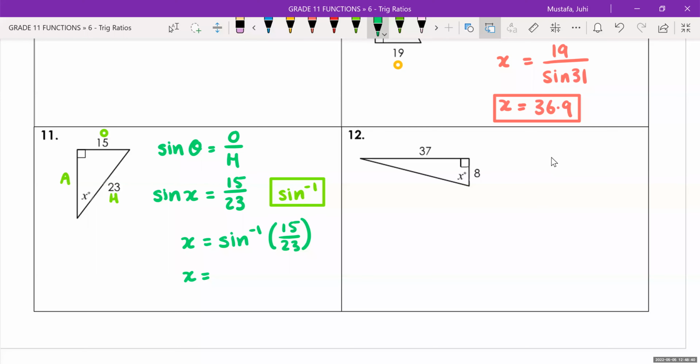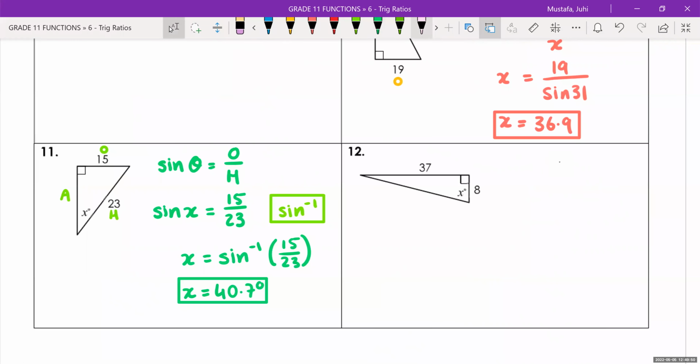When you do that, you should get an angle measurement, and we're going to keep it to 1 decimal place. So I get 40.7 degrees. Did you guys get that as well? Yes, Marzouk? Just do 12.